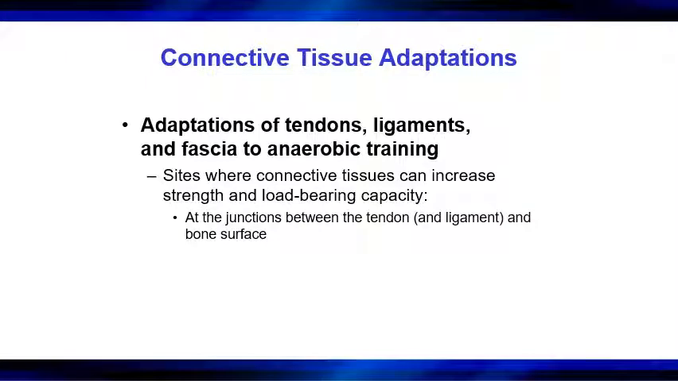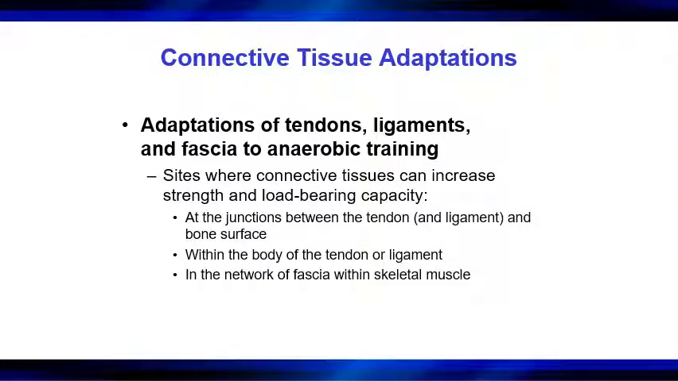At the tendon and ligament bone surface, right where tendons and ligaments attach, there'll be a direct increase in load-bearing capacity and strength at that point. You could have an increase in strength within the body of a tendon or ligament, within the network of fascia, and within the skeletal muscle. Those are all different areas where you'll start to see some of these changes take place with anaerobic training. And this will be important, because within training, what you decide to select as far as exercise selection will improve and make these adaptations occur.